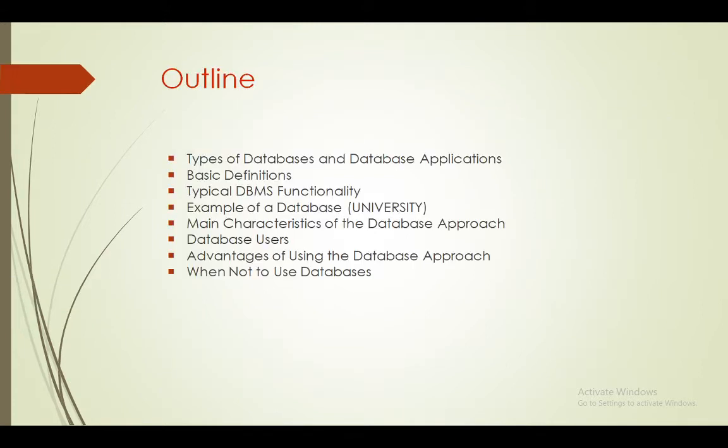In this chapter, we will be seeing types of databases and database applications, some basic definitions, and typical DBMS functionality. We are going to study an example of a database, that of a university, and the main characteristics of the database approach, who the database users are, advantages of using the database approach, and when not to use databases.